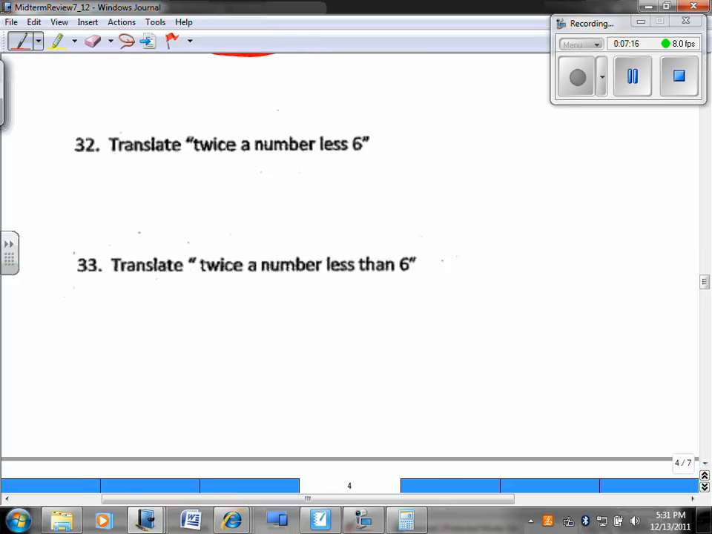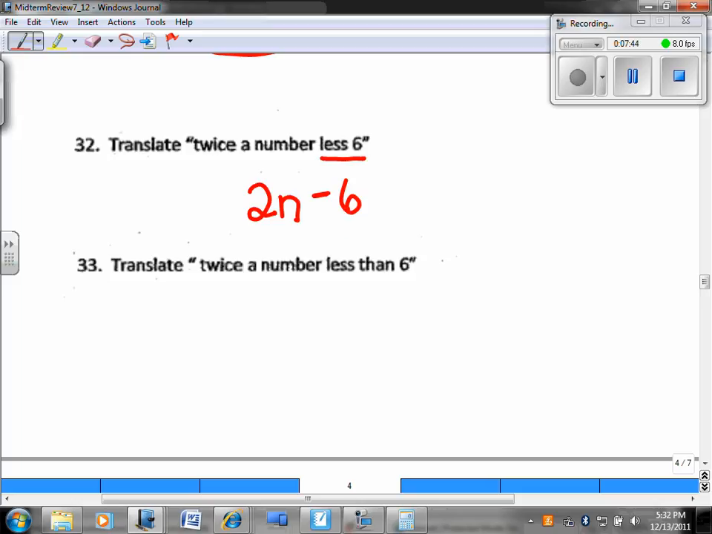Okay, 32 and 33 are slightly tricky. 32 says twice a number less 6. Twice a number. I've got 2. I don't know what that number is, so I need a variable. I'm going to use n since it's a number. Twice a number less 6. Less 6 means to subtract 6.